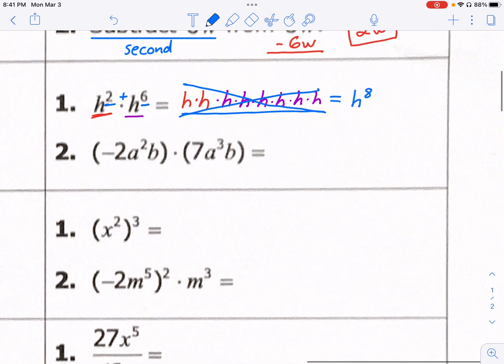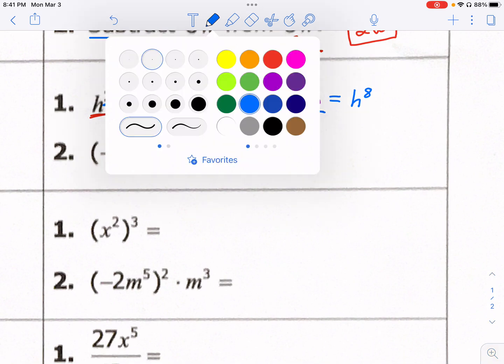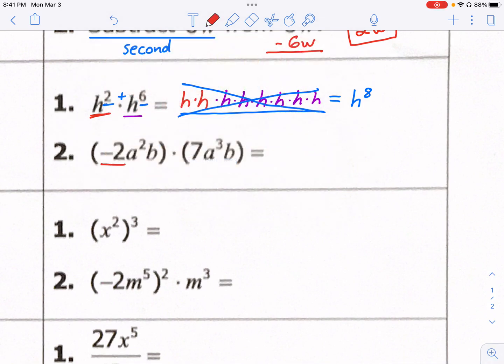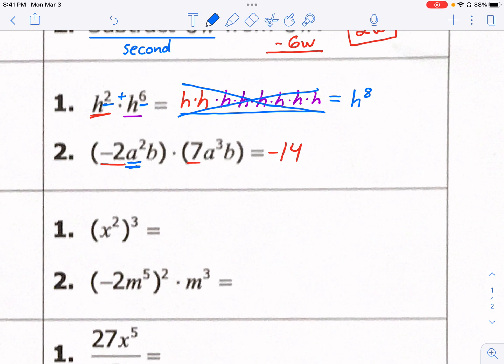All right, so let's look at number 2. Now, when you have coefficients, that negative 2 and that 7, you're going to treat those guys like normal. We're going to multiply them. So in this part, we'll do the coefficients in red. Negative 2 times 7, I'm going to multiply them, and I get negative 14. Now I'm going to look at my a's right here. A squared, a cubed. Again, I see they're both a's. I see there's 2 on the left, there's 3 on the right. We add those two exponents. I should get a to the 5th.